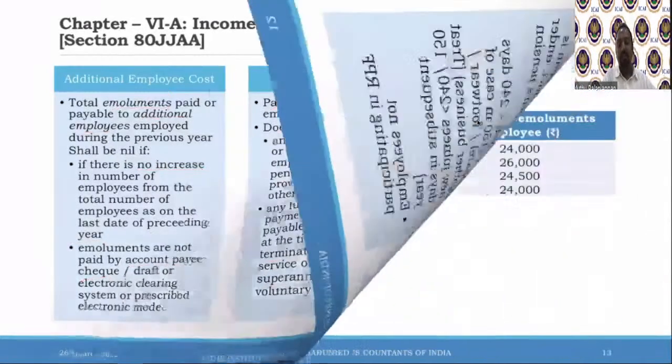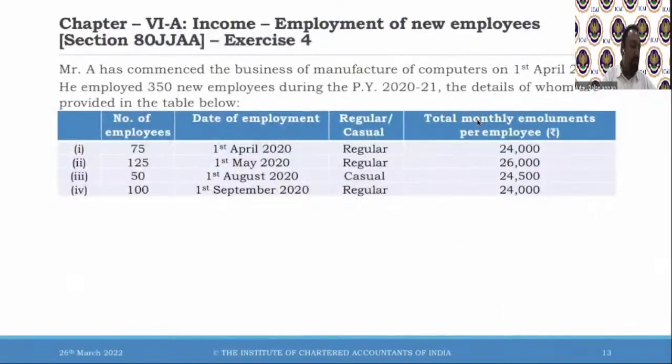Now we'll understand this with a problem. So what does the problem say? It says A has commenced business of manufacture on 1st April 2020. He employed 350 new employees during previous year 2021. Just remember the date alone as 21-22 because the relevant year for you will be 21-22, right? So just remember each of this as if it is the 21 year.